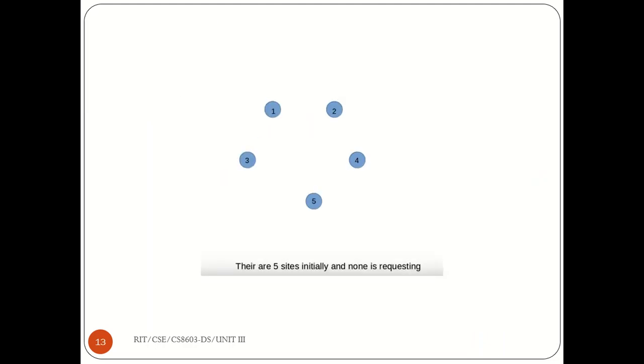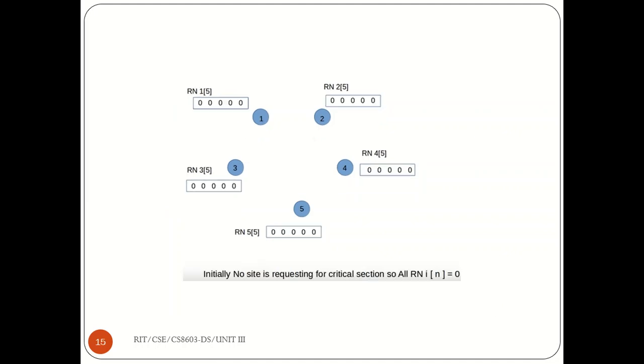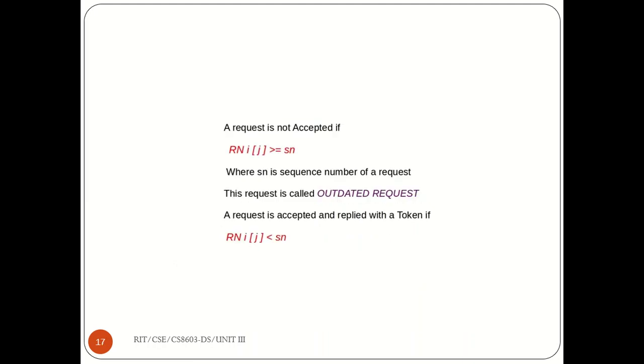Now consider an example with five sites and the initial state. RN1, RN2, RN3, RN4, RN5 form the array, considering five sites. Initially, all values in the array are 0. The token consists of a queue and an array, which are updated as the token is held. The ellipse symbol represents the token, and the token contains the queue and the array.